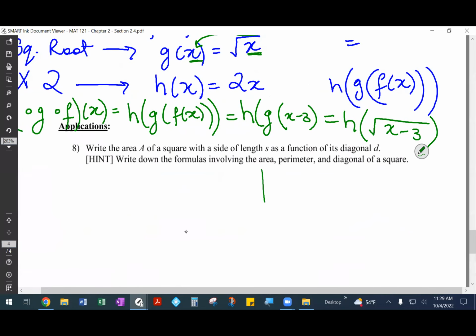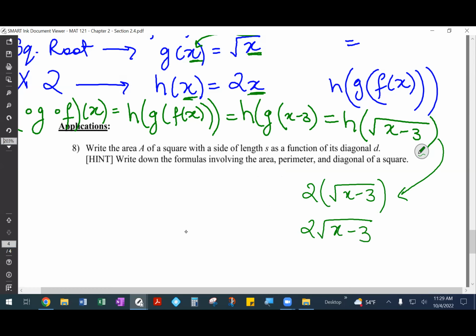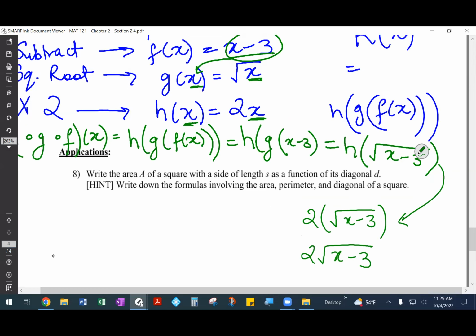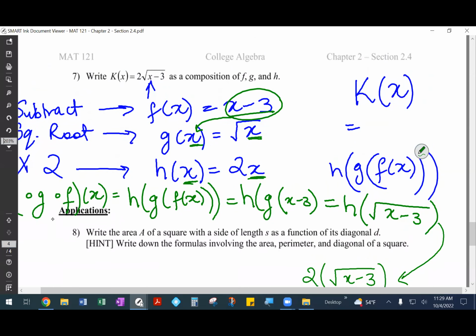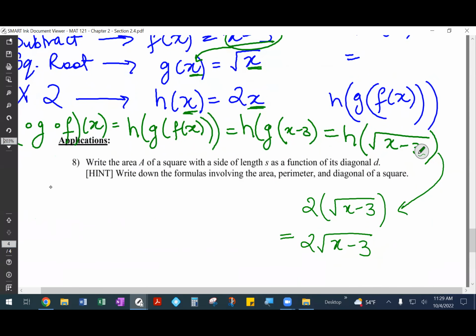So now we're going to take the h function, which is this one here, and replace your x with the square root of x minus 3. So that would be 2 times x, and you're replacing that with square root of x minus 3. Again, you can get rid of the parentheses here. Is this the same as the function where we started out? Yeah, so that tells you this order works perfectly for us.